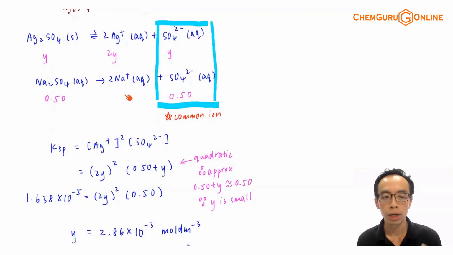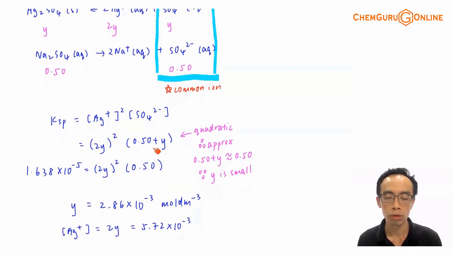Now, calculation wise, I will write down the KSP expression involving Ag plus concentration squared and sulfate concentration. All the Ag plus comes from the sparingly soluble salt, which is 2y. We're going to put this here, 2y squared. Sulfate concentration, now I have two sources of sulfate. y comes from Ag2SO4, and 0.5 comes from sodium sulfate. I can add them together. This is 0.5 plus y, since I have two sources of SO4 2 minus.